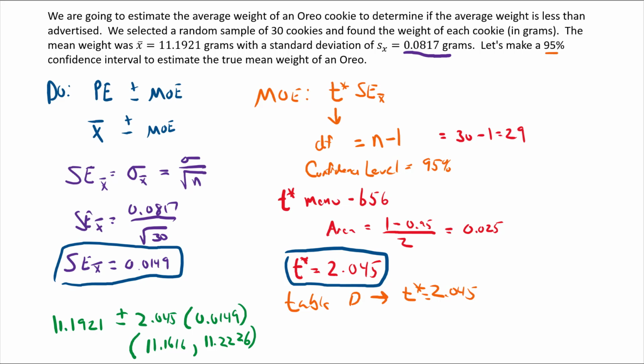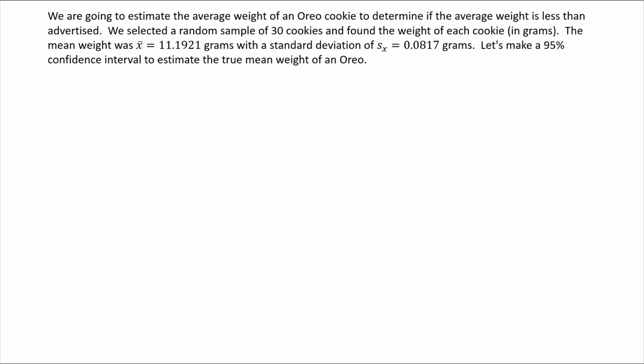So that is our interval that we're looking at. We're saying that the weight should be 11.1616 grams to 11.2226 grams, and we're 95% confident that it should fall within that range. Okay, so now that we've got that, now we just need to interpret it, right? We're going to conclude with this. So now we've done state, plan, do, and conclude. It's our last setup.